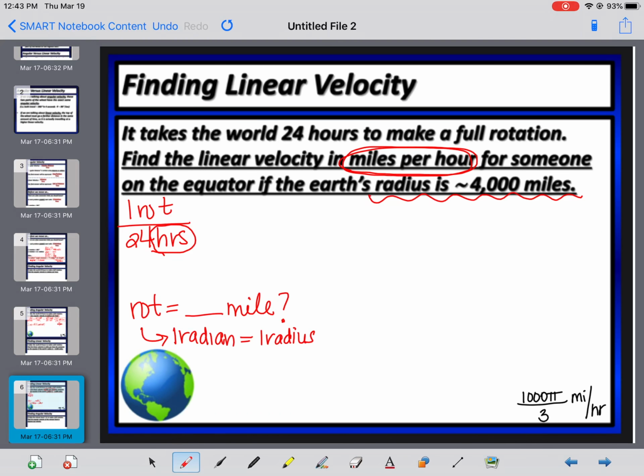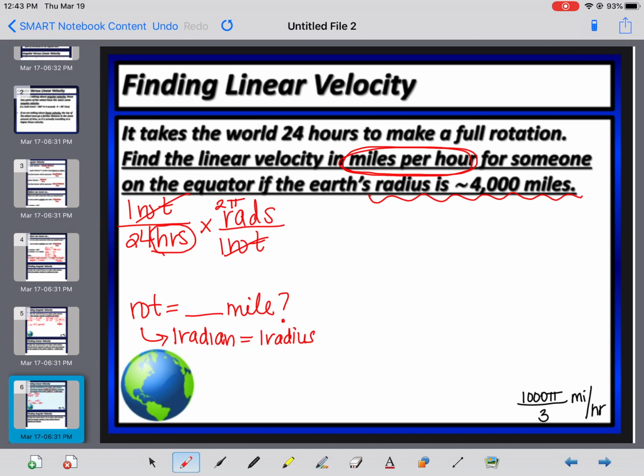Now before I can do that, my problem needs to be measured in radians right now. And it's not, it's in rotations. So I'm first going to convert into radians. So 1 rotation is 2 pi radians. Okay, so my rotations cancel. Now that I'm in a radian, I can use 1 radian equals 1 radius.